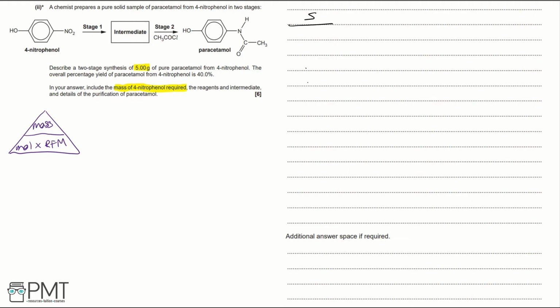Next, we're going to work out the relative formula mass by counting the number of carbons first. So in paracetamol, we have 1, 2, 3, 4, 5, 6, 7, 8 carbons. So we would have 12 times 8. Then we're going to count the number of oxygens. We have 2 oxygens, so we'll have 16 times 2, plus the number of nitrogens. This is 1 nitrogen, so we would have 14. And then we're going to work out the number of hydrogens. Hydrogens are always the trickiest part when working out the relative formula mass because they're easier to forget.